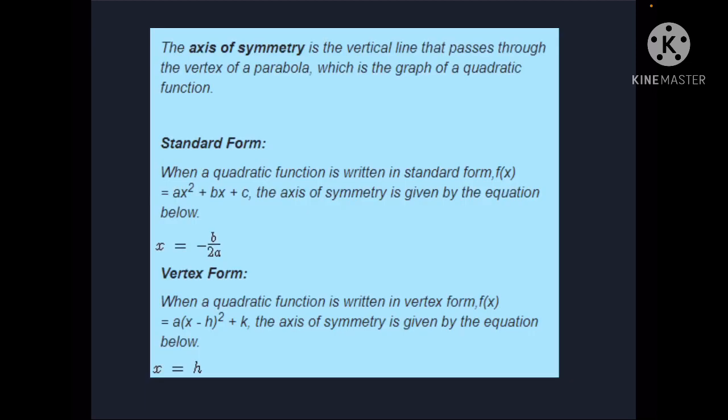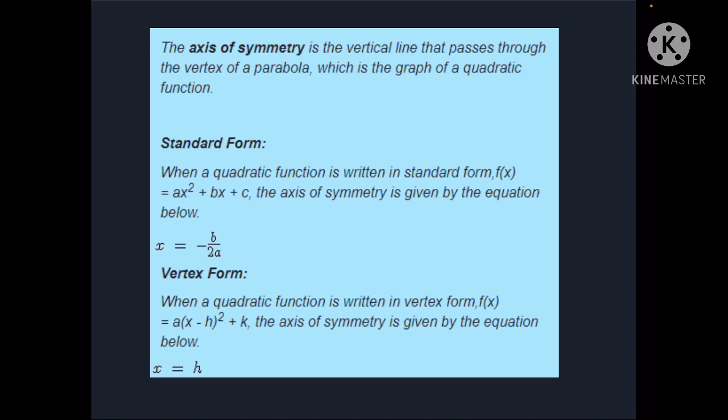Next, we have the axis of symmetry. What is the axis of symmetry? An axis of symmetry is the vertical line that passes through a parabola's vertex. Remember when we said the vertex is where the axis of symmetry divides the parabola? Yes, this is the axis of symmetry.